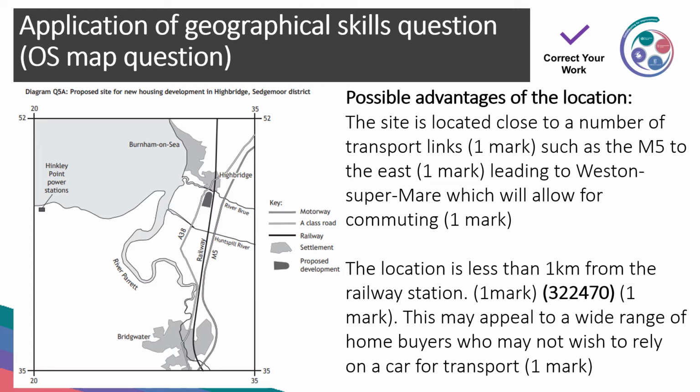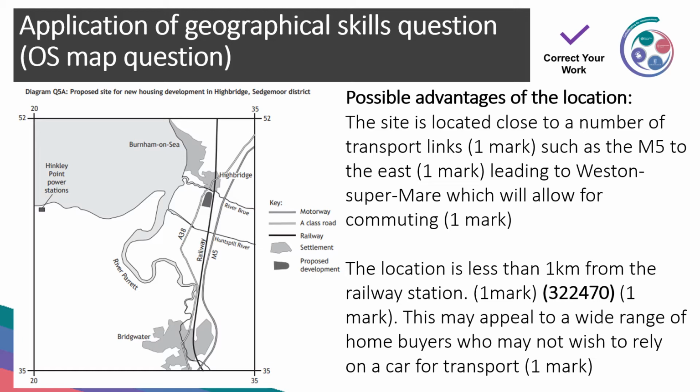So here we can see a bit of what we're looking at there. The site is located close to a number of transport links. That's a mark, such as the M5 to the east. That's a mark leading to Weston-super-Mare, which will allow for commuting. And you can see I've highlighted in bold here the grid reference, which gets a mark by itself. So the location is less than a kilometre from the railway station. That's a mark for indicating how far it is. And then we've got the actual grid reference for the railway station for an extra mark for map evidence.